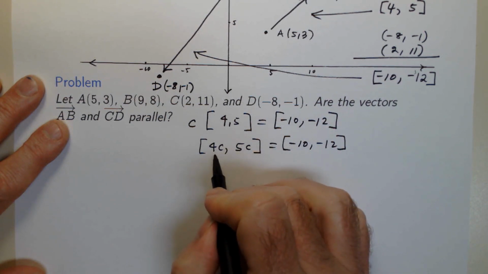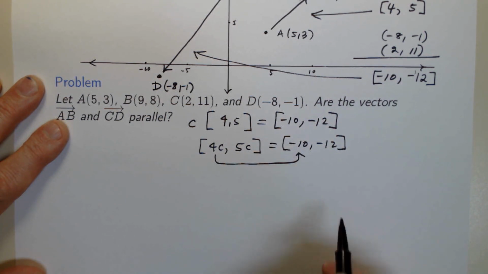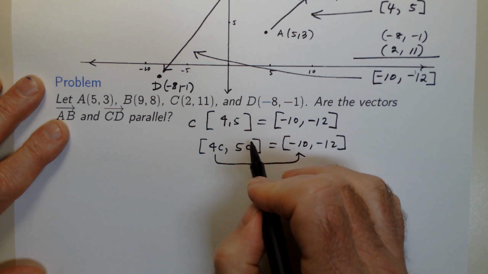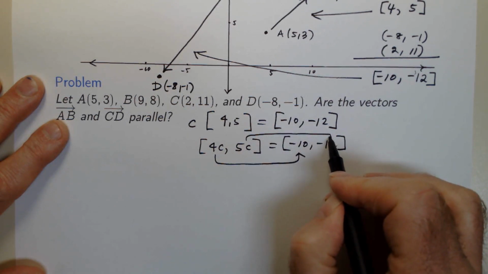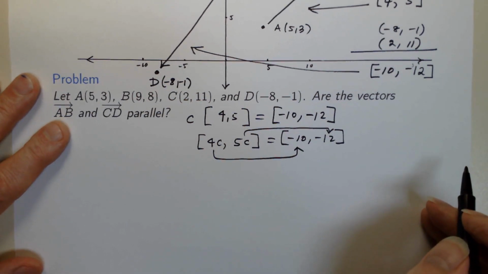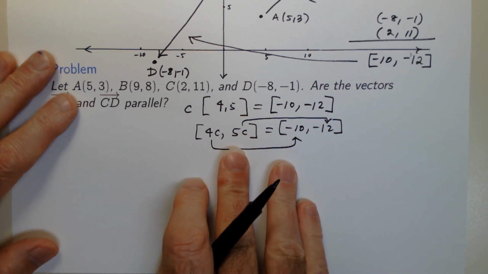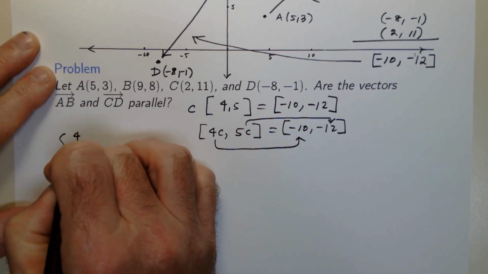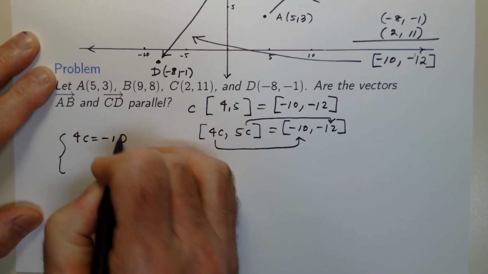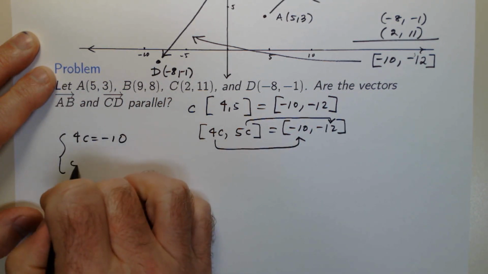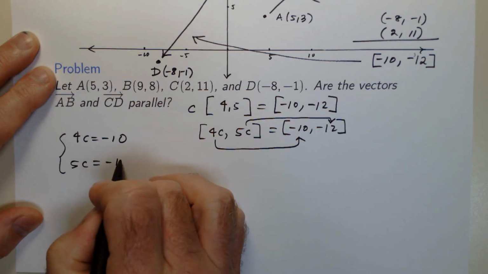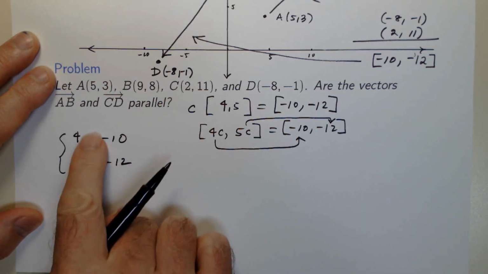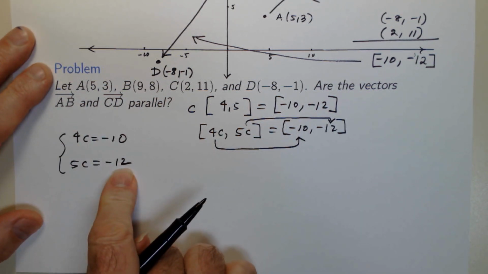So this is equivalent to saying, can I set 4c equal to negative 10 and simultaneously 5c equal to negative 12? Can I find such a c? So we have to look for simultaneous solutions, right? We're looking for simultaneous solutions to 4c equals negative 10 and 5c equals negative 12. Can I find a single number c that does both of these things?